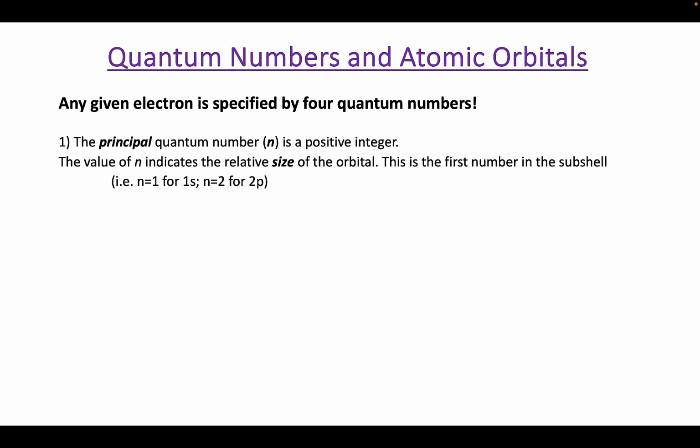So if it's 1s, n equals 1. 2p, n equals 2. If it was 4d, n would equal 4. If it was 6s, it would be 6, right? So it's that number within the sublevel.